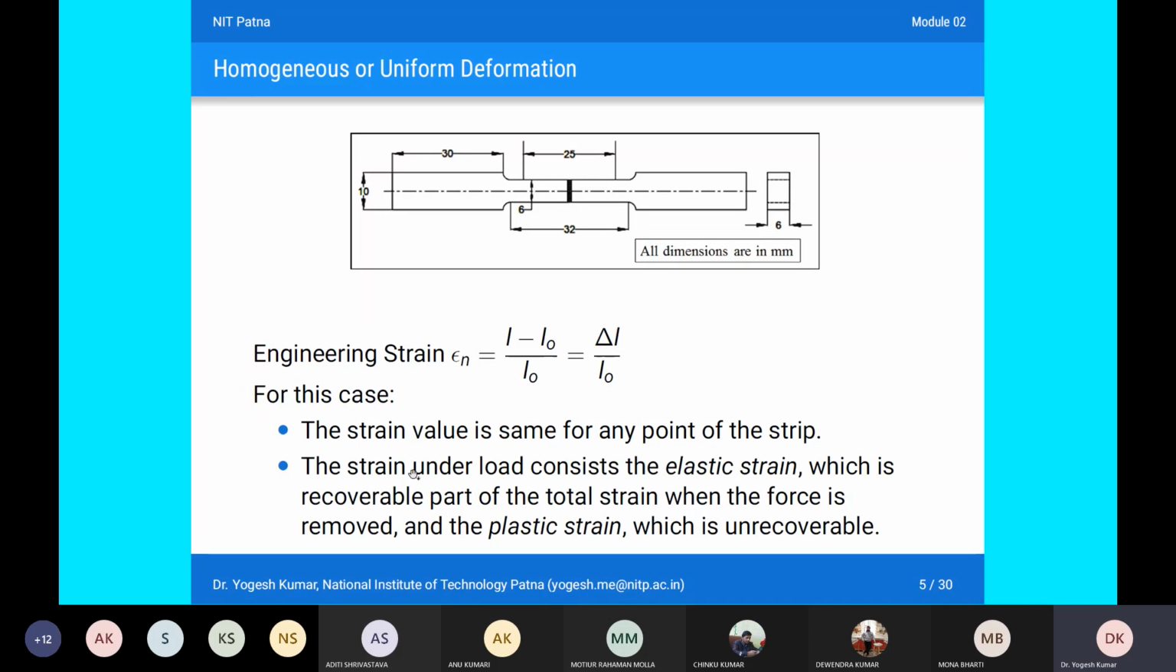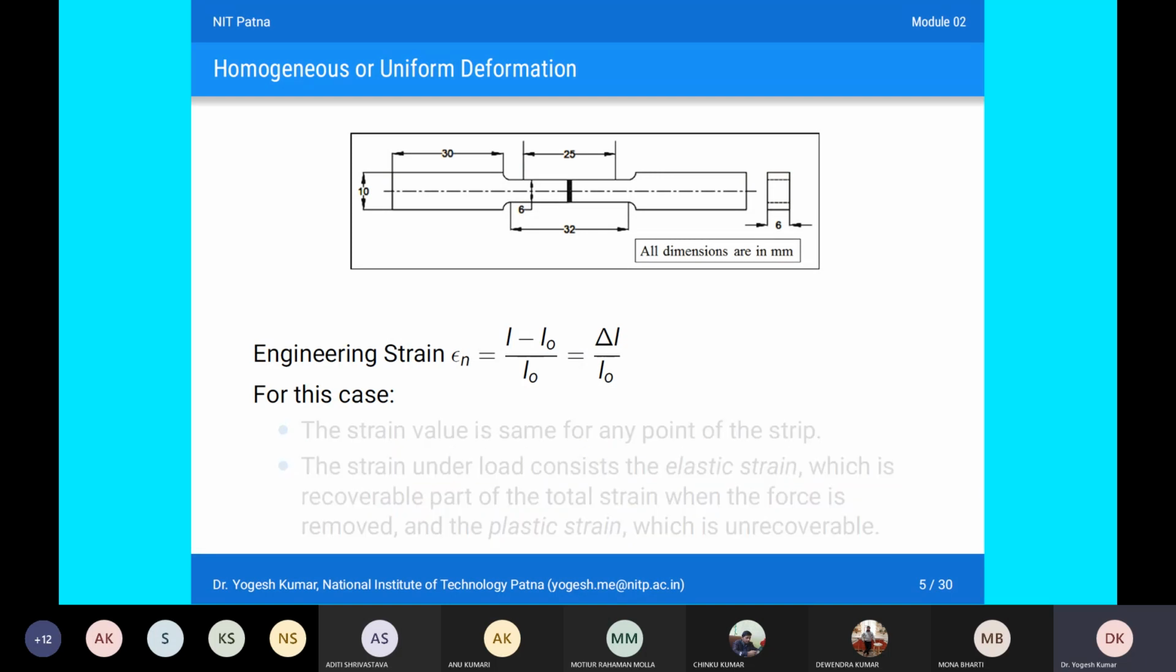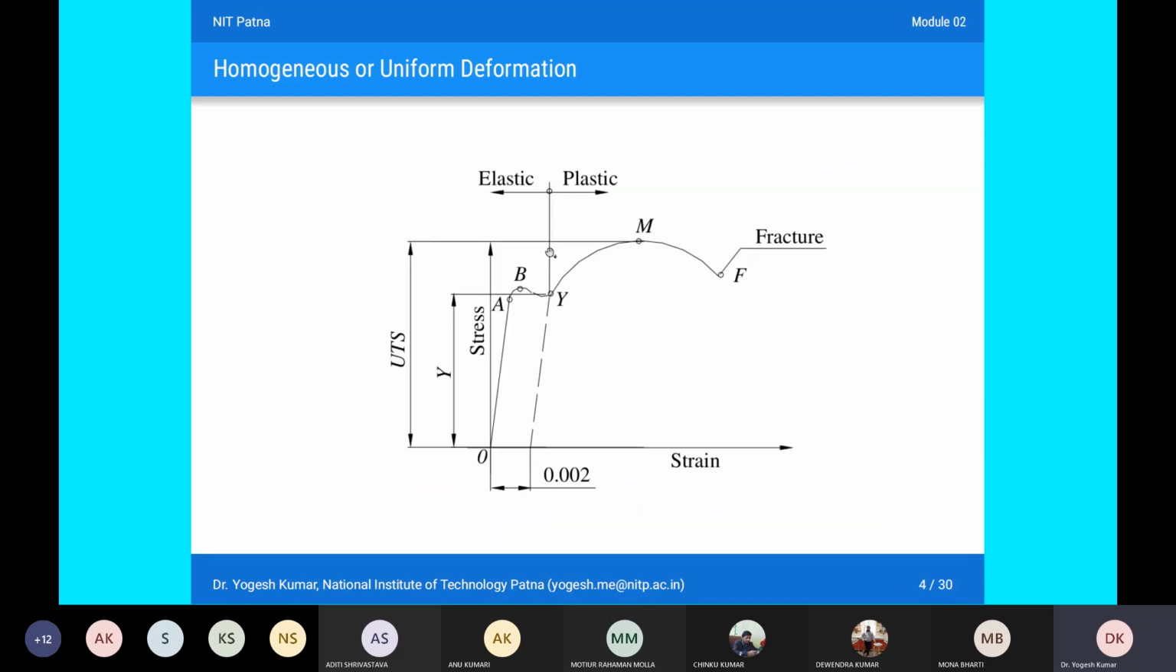What is the elastic strain component? The strain under load consists of elastic strain, which is the recoverable part of your total strain when the force is removed, and the plastic strain, which is the unrecoverable part of your total strain. So in a tensile test, suppose a test specimen has reached up to this point, which I'm pointing out using the mouse.